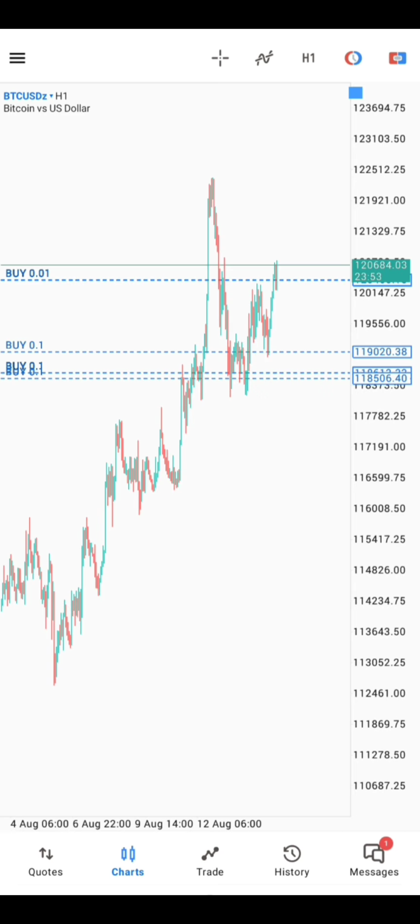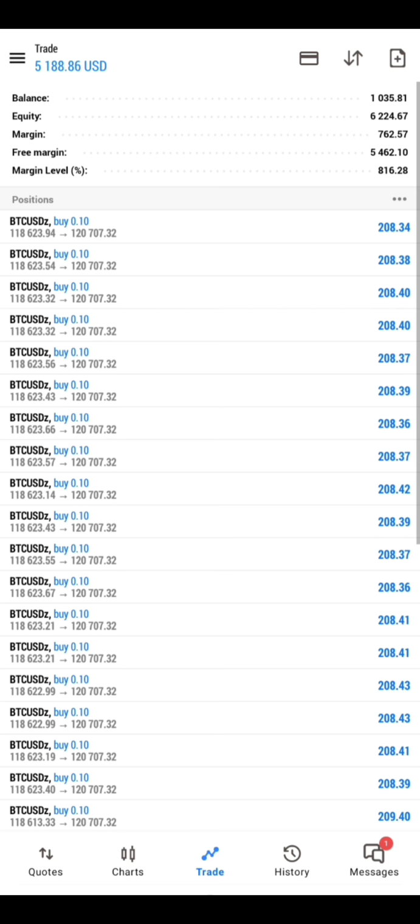You can see as price went up, and I won't be holding until price takes out the external liquidity. So I'll be booking this profit right now. You can see as price went up.